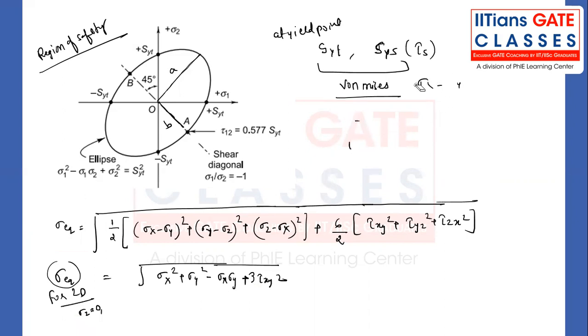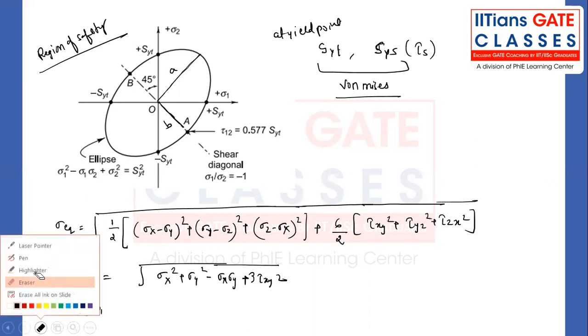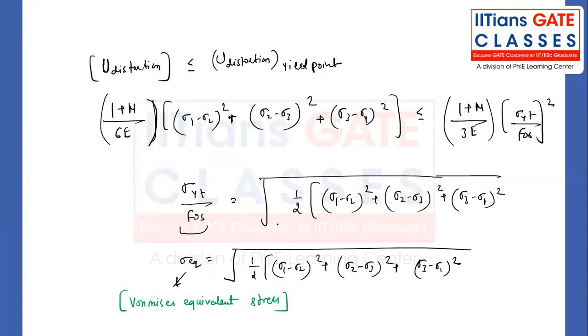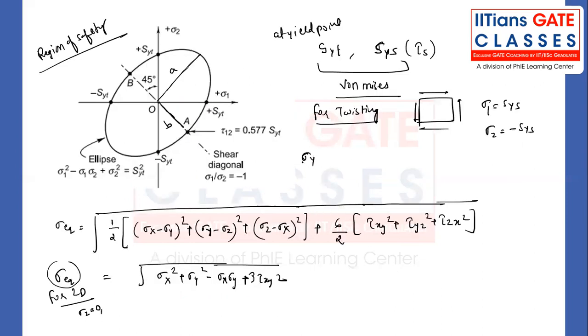Okay, directly you can remember the formula. Whenever we apply twisting, you will observe one thing: sigma 1 is SYS and sigma 2 is minus SYS. Put these values into this particular formula. What you will be observing?